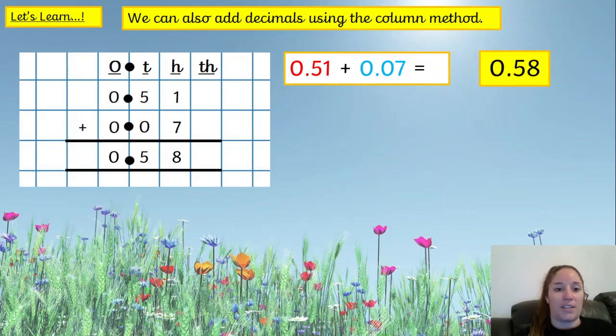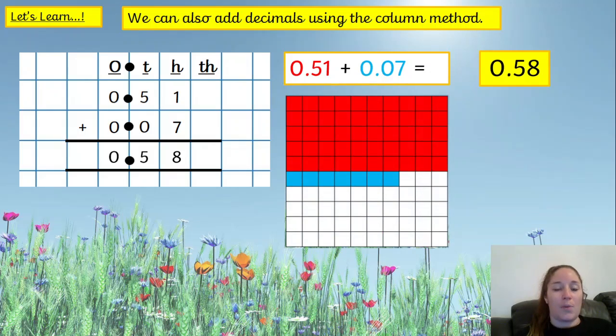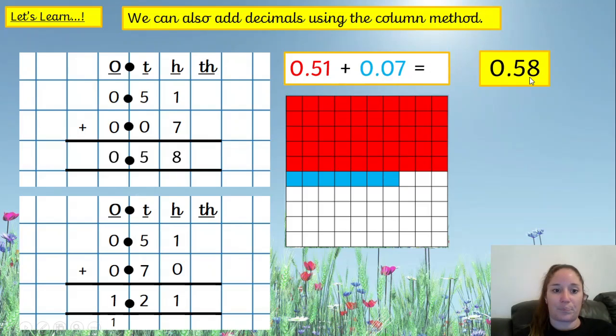So our answer for this one is 0.58. And we can check our answer if we think back to the square. So I've got 0. Oh, I should have had an extra one there, should I? I forgot to put my extra red one. I've only put 0.5. So it should be 0.51 and there should be an extra here. So our answer would be 0.58.